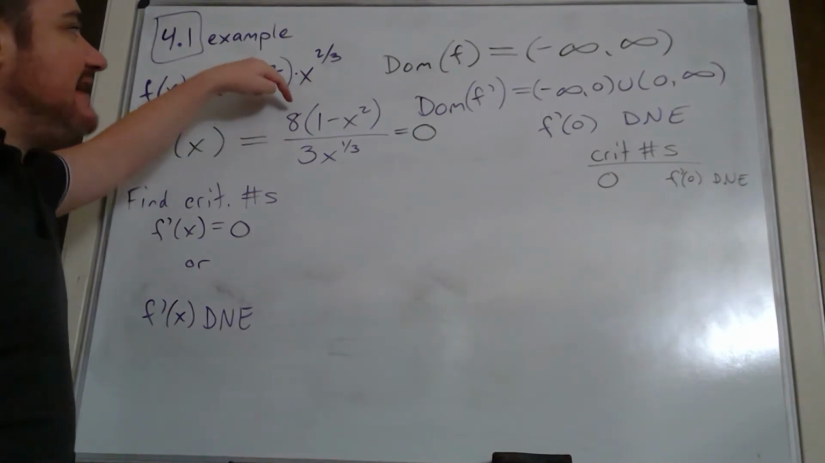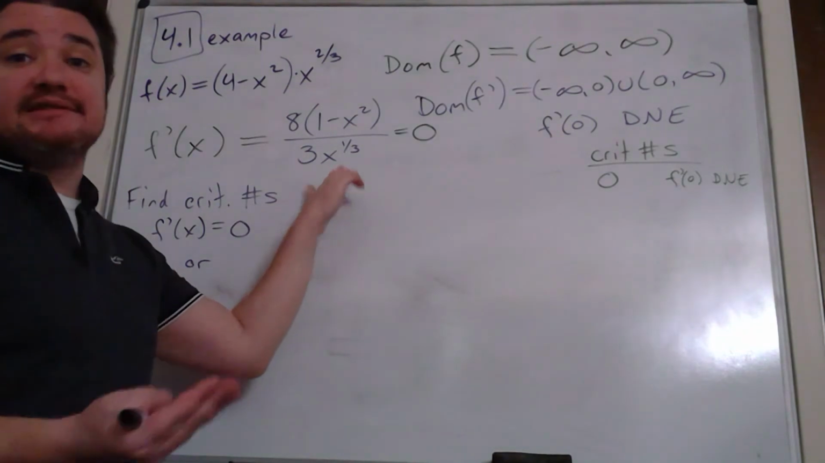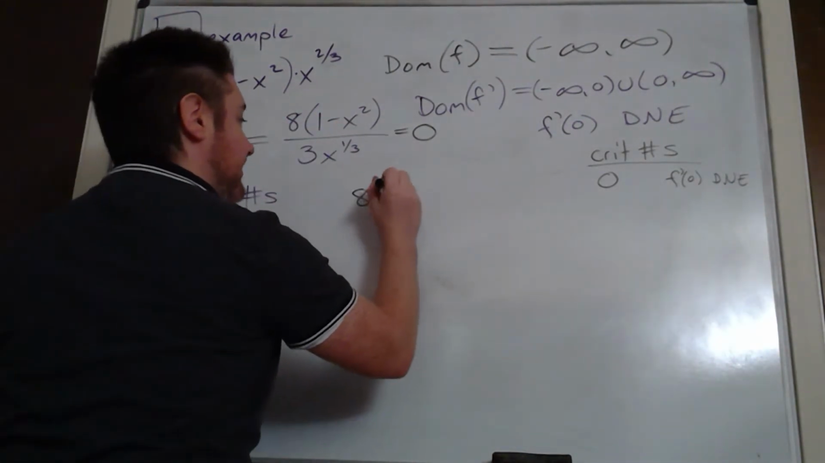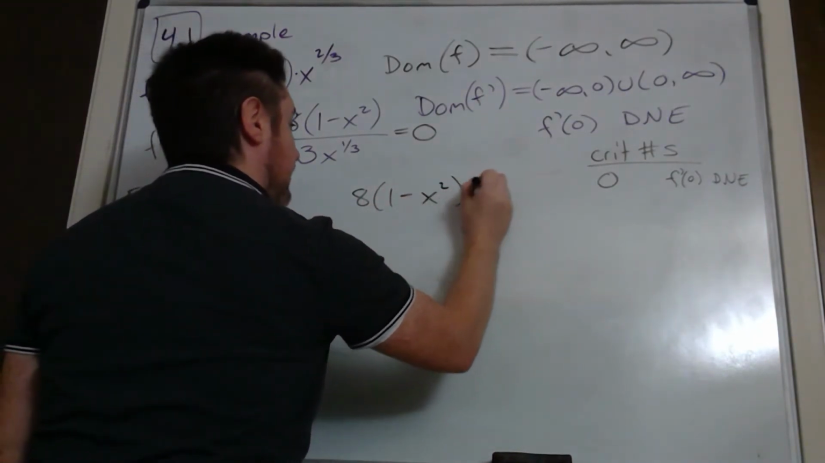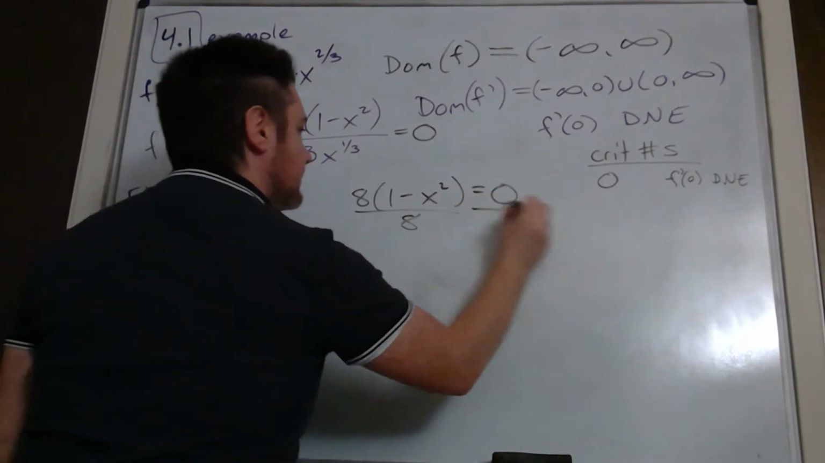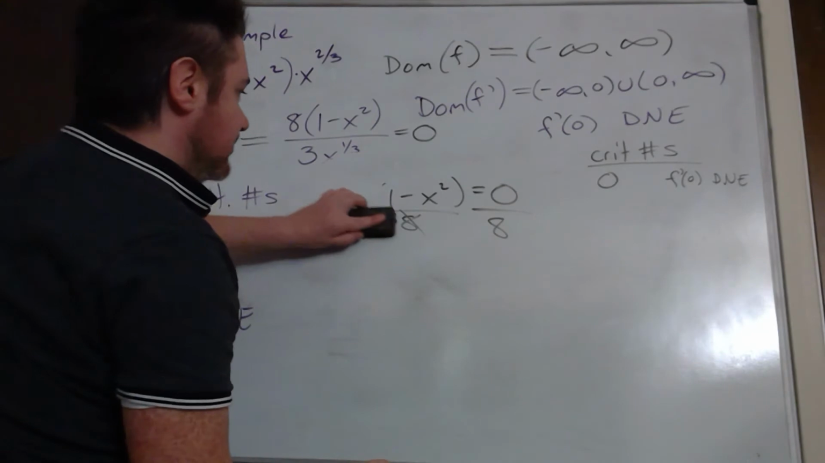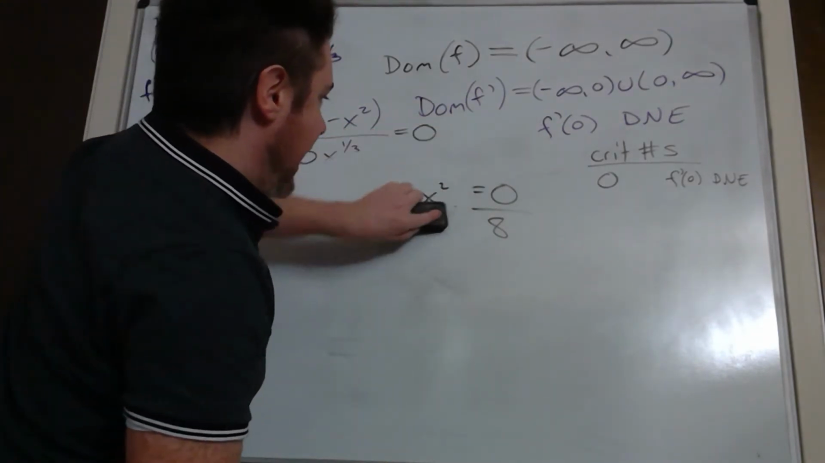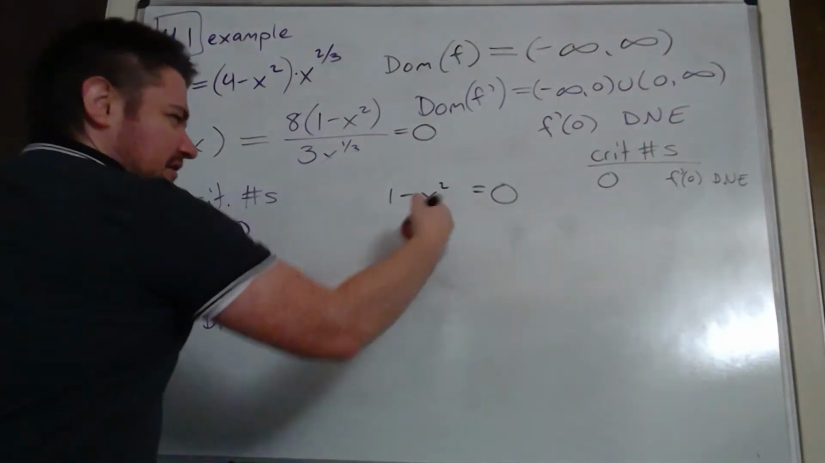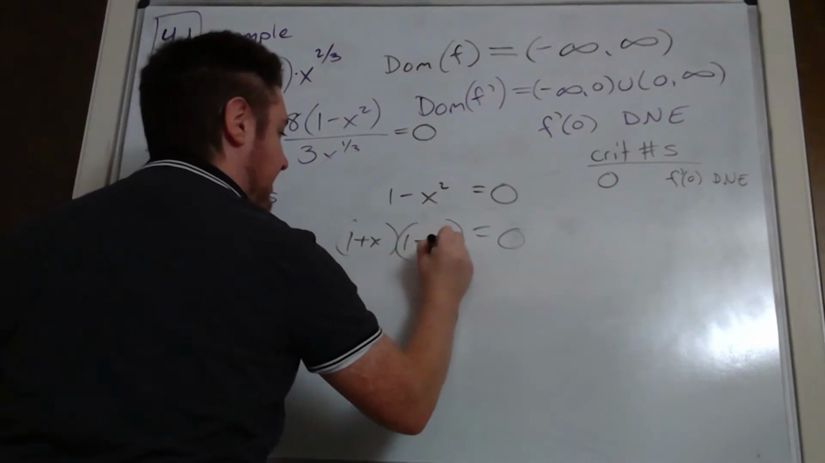As I mentioned earlier, a fraction is 0 if and only if the top is 0, and the bottom should be non-zero, so we want to check that out. But the top, we can set equal to 0 and try to find those x values. We could divide both sides through by 8 to get that out of the way. So 8 over 8 cancels out, and I'm left with just 1 minus x squared, and 0 over 8 is still equal to 0. Here you've got a difference of perfect squares, so if you want to try to factor, you can go ahead. 1 plus x, 1 minus x.